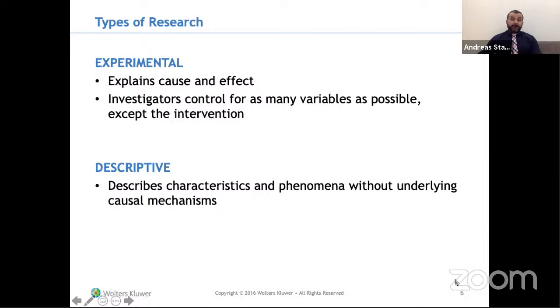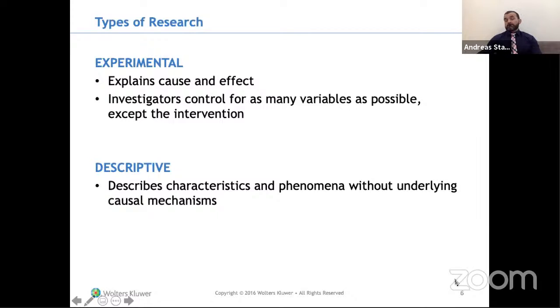Have you ever heard the term correlation? Correlation identifies relationships, right? So we have some phenomena, some characteristics. And we can say that when it's sunny, people consume more ice cream. So there is a positive relationship between weather or temperature and ice cream consumption. That's a descriptive study. I'm just describing a phenomenon. I do not explain why this is happening.